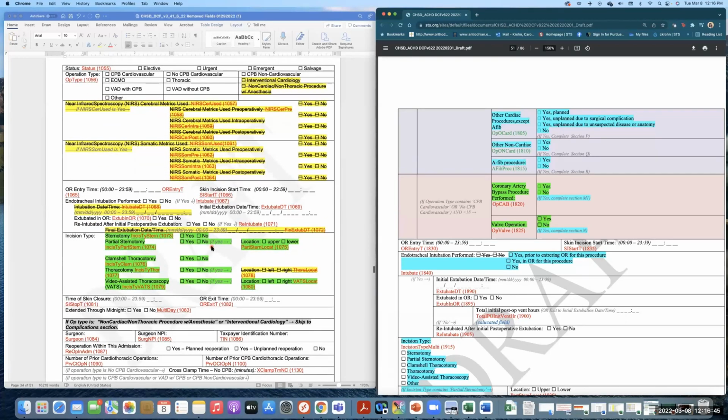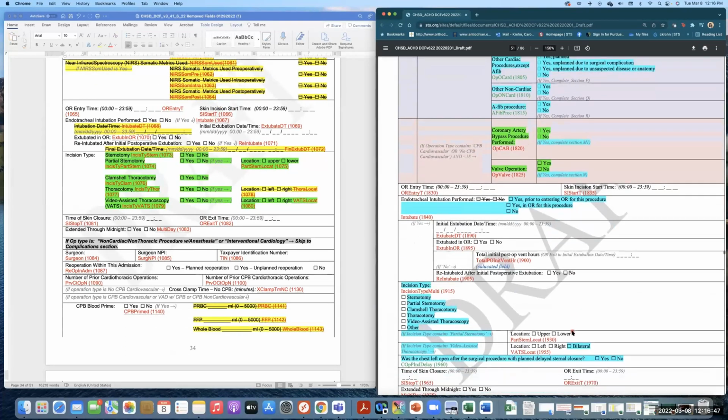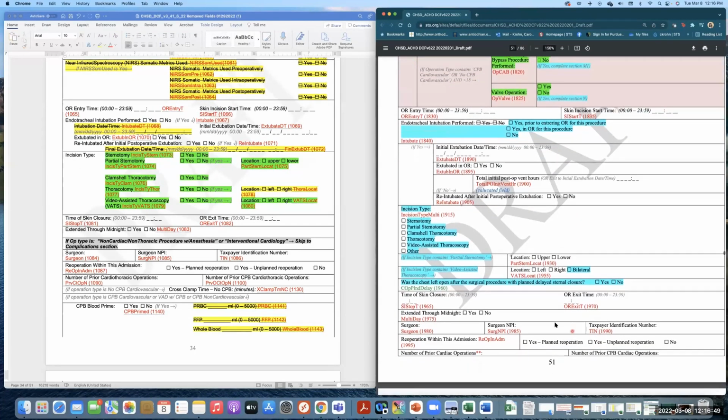But then we move on to our OR entry date and time and skin incision. I think these are just times because we already have the dates. And so you enter those as usual. What is new, because remember I said that we got rid of intubation date and time, is a field called endotracheal intubation performed, yes or no. So was the patient mechanically ventilated essentially for this procedure? And you're answering yes if it was prior to entering the OR for this procedure.